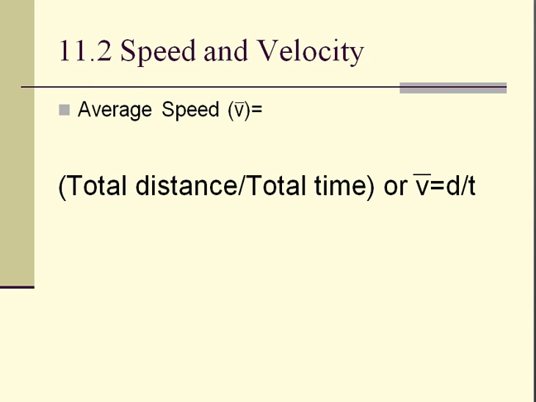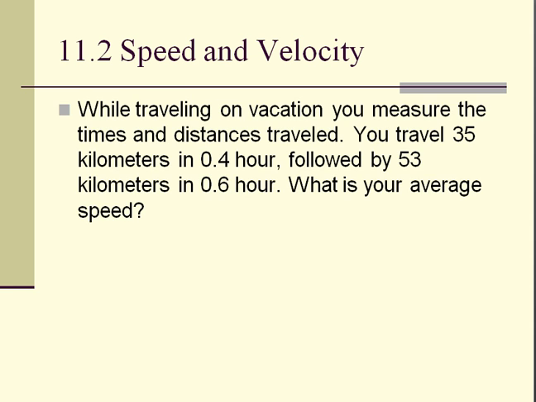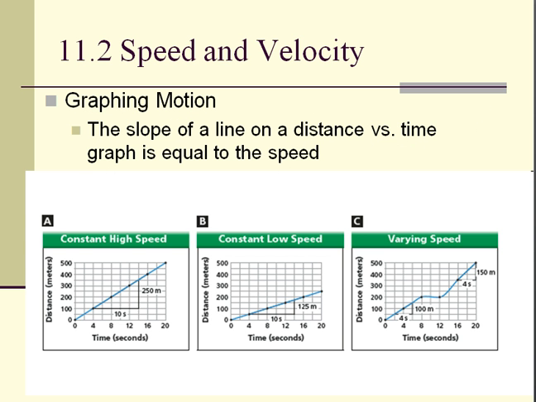Here is a formula for average speed. Again, it's just total distance divided by total time. We'll use this formula a lot and do some calculations. I'm going to skip that. So when we graph speed, we just graph distance versus time. Time is our IV, distance is our DV.